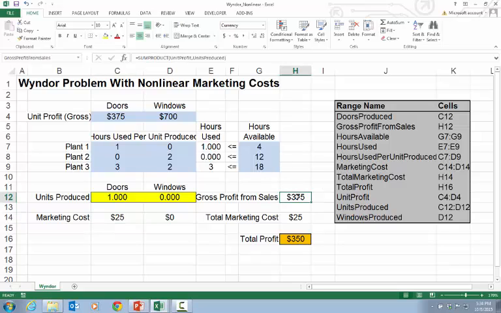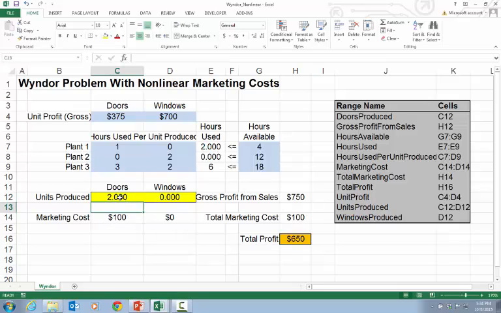Our gross profit on the sales is the sum product of the changing cells times the objective function, or the profit per unit values up here. But now we are subtracting off the marketing costs, which is simply the sum of all of these values here. And that's how we're getting it. So if we make just one door, our profit for the week will be $350.